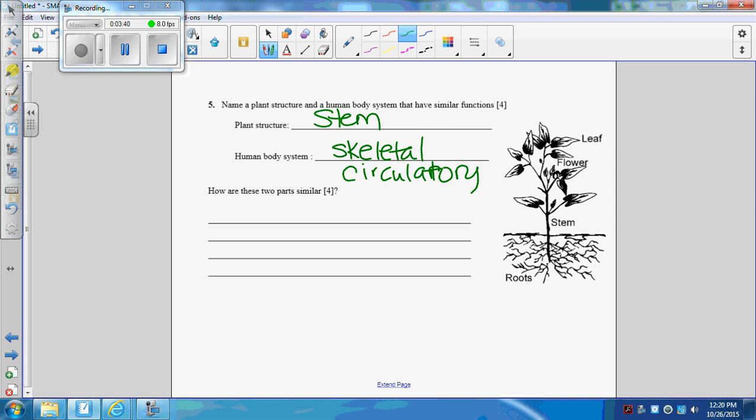So if you put roots, you could have said that roots could even be like the digestive system because it absorbs water. It could be like the muscular system because it gives us a little bit of anchorage. I said digestive, I'm sorry. The flower could be like the reproductive system. The leaf could be like the respiratory system because it exchanges gases. So there are lots of different answers that you can put here. So you had to write a sentence that made sense. Okay, good luck.